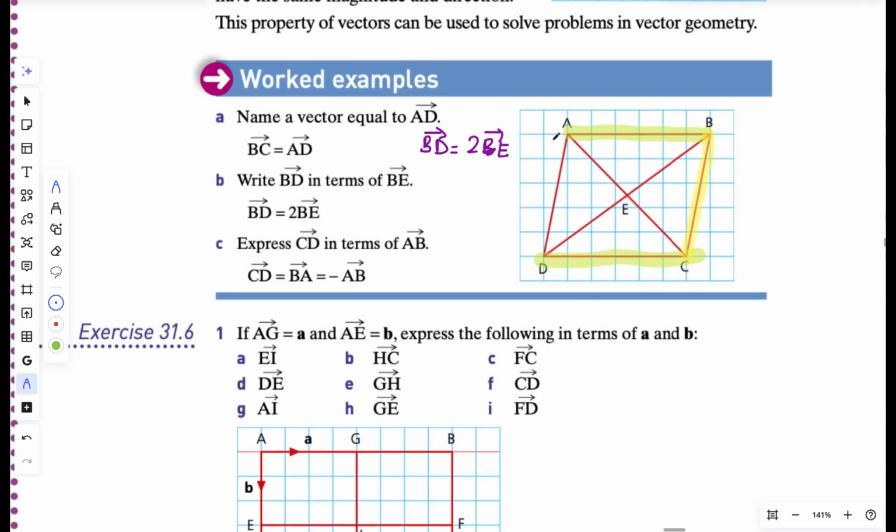And if we ask you, AC is twice AE. AC is also twice AE. And CD is the same as negative AB, right? CD meaning you are going from C to D, and AB you are going the opposite way, so it's negative AB. Is that okay? Move on.